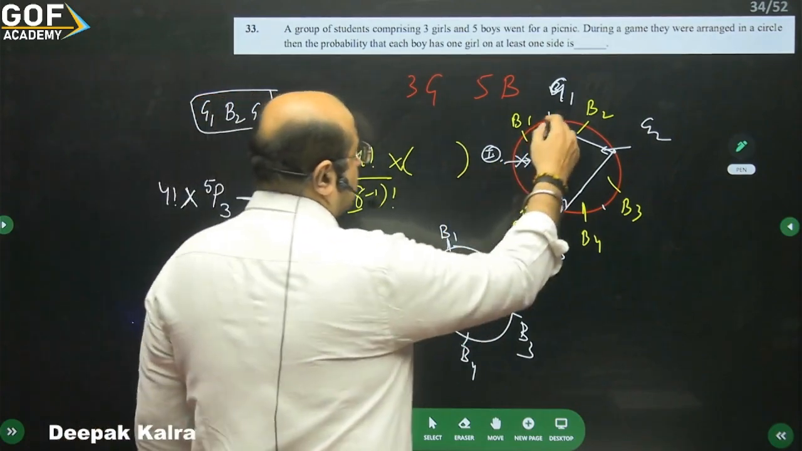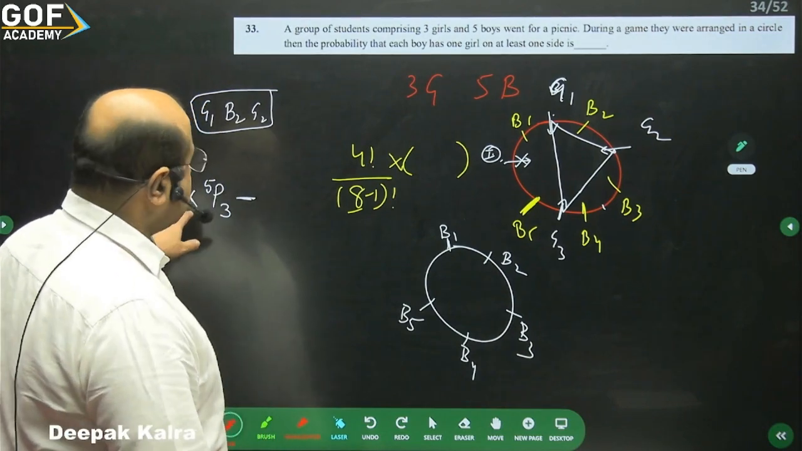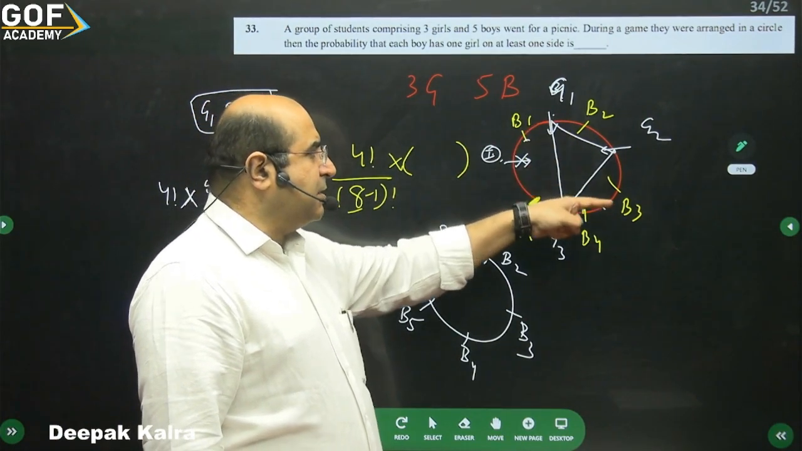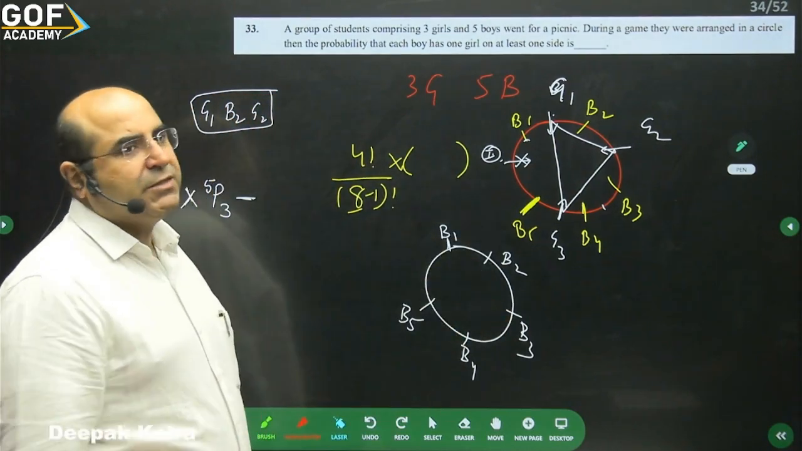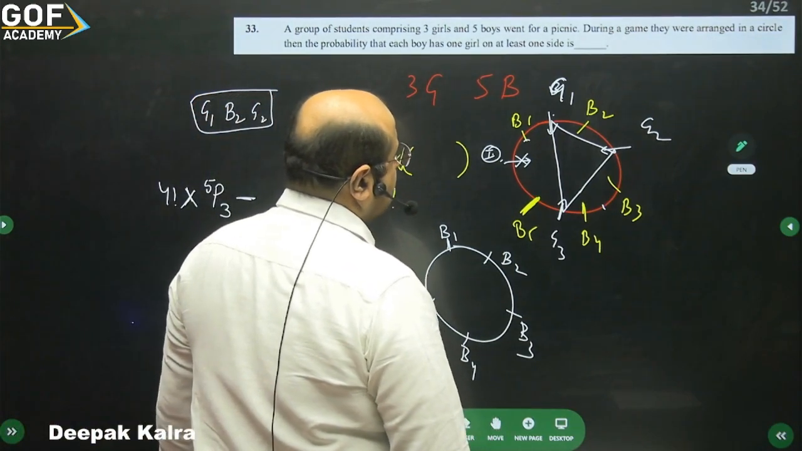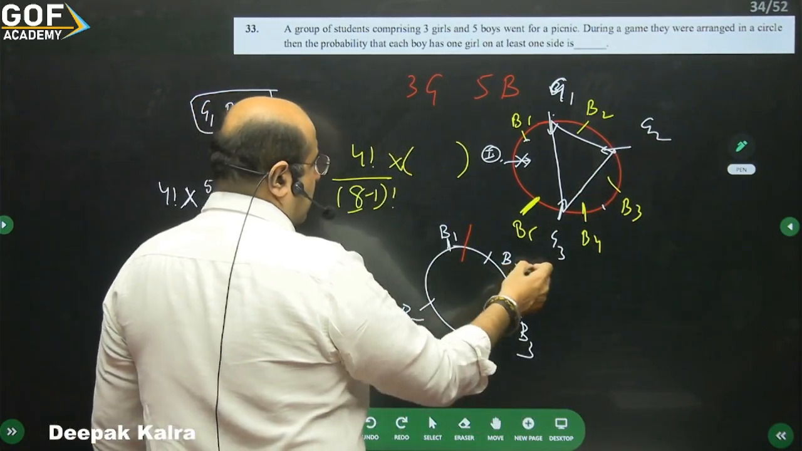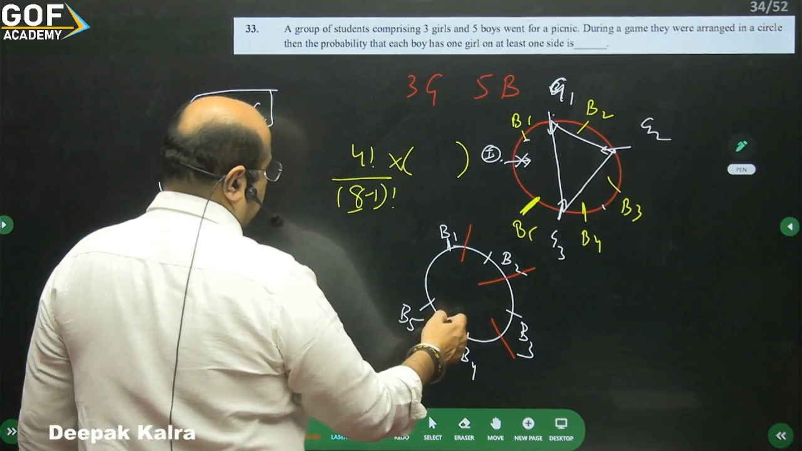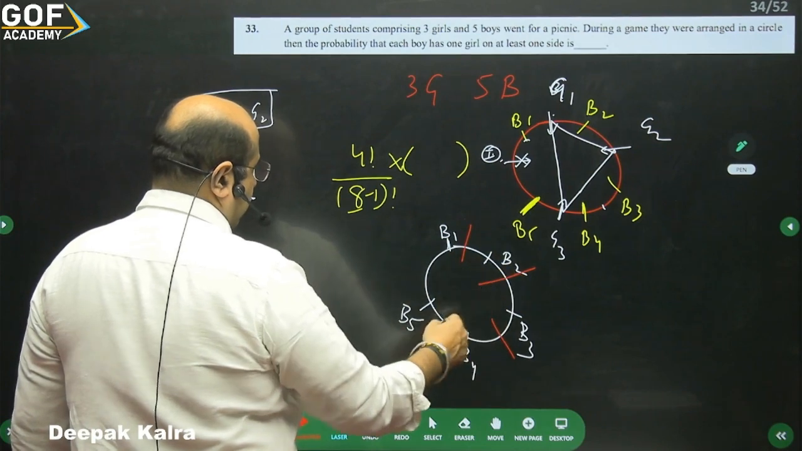All the 3 girls not together. At these places I have taken the girls only. Out of that I want to subtract the cases where the girls are in consecutive locations, like one boy in each gap between them. So what are the possibilities of them? G1 comes here, G2 comes here, G3 comes here. Then you have G2, G3, G4. You have 1, 2, 3, 2, 3, 4, 3, 4, 5.